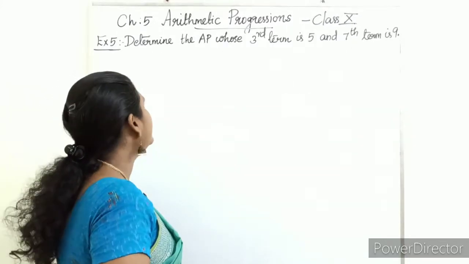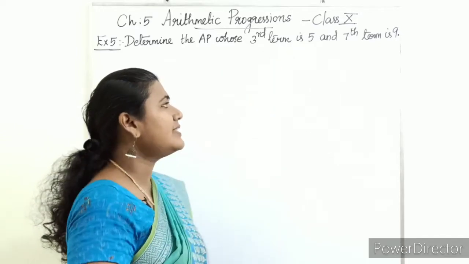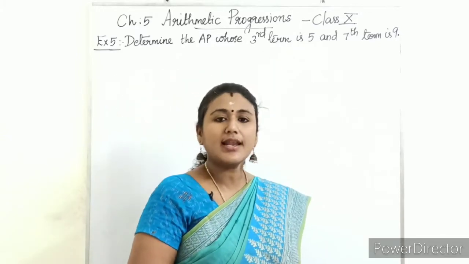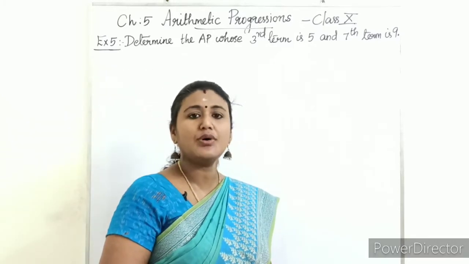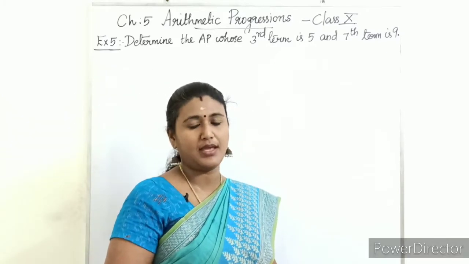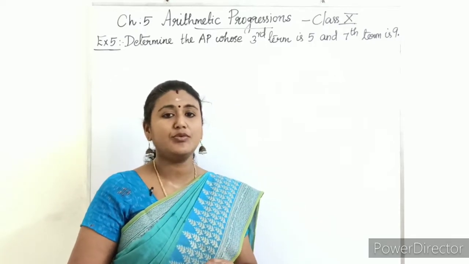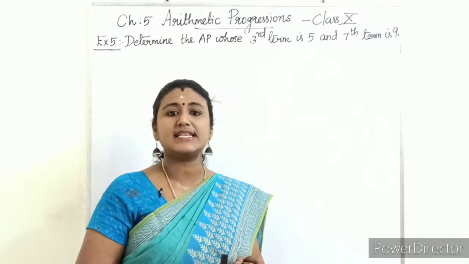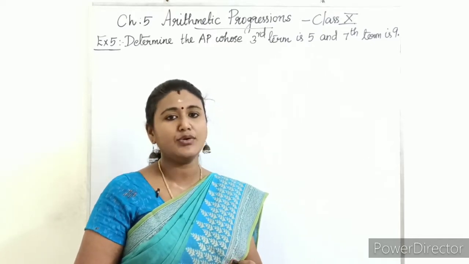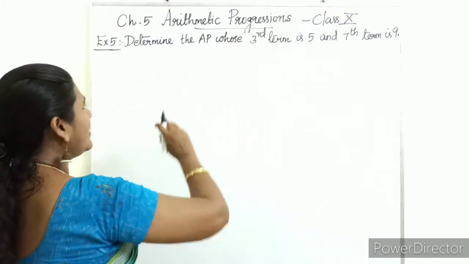Example 5. Determine the AP whose third term is 5 and seventh term is 9. Here in this question, the third term and seventh term are given, and you have to find the AP. If you want to find the AP, the necessary information you need to know is the first term and common difference, that is the a and d values. Then only you can write the AP. So how can we find a and d?